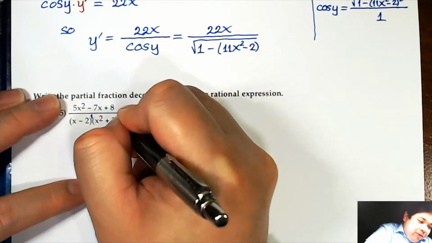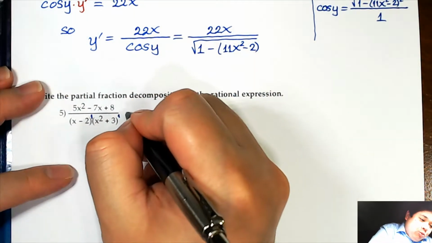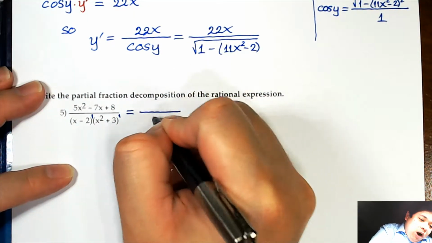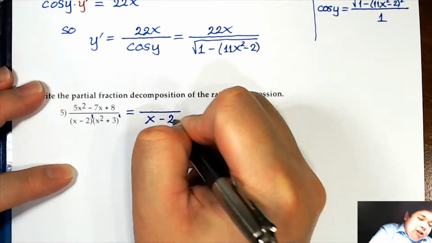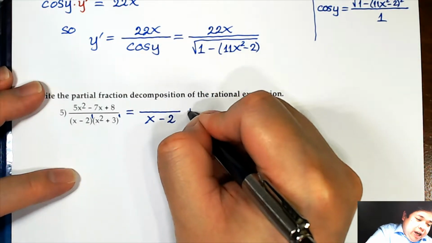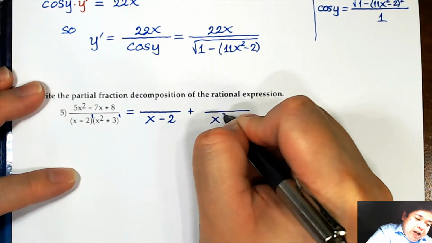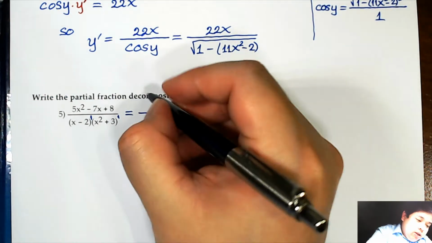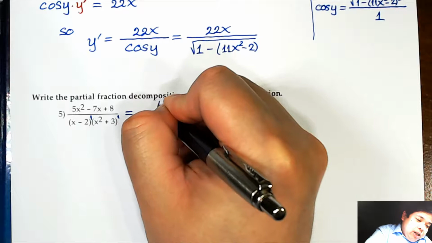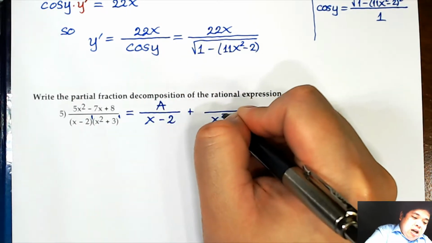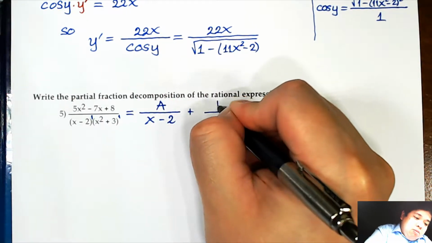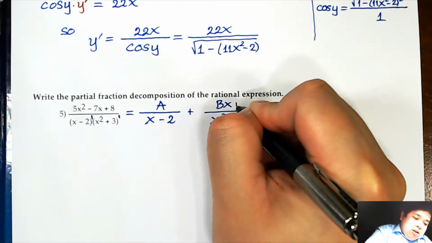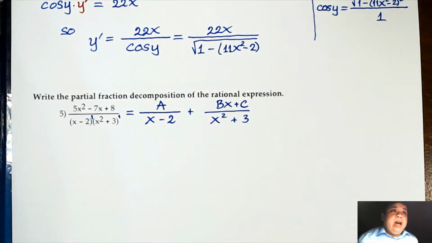We have everything to the first power, so we don't have to do anything special. We have 1 factor of x minus 2 and 1 factor of x squared plus 3. Degree on top is less than the bottom. This is the first degree, so the top must be a constant. This is the second degree, so the top must be the first degree. So that's what we have.